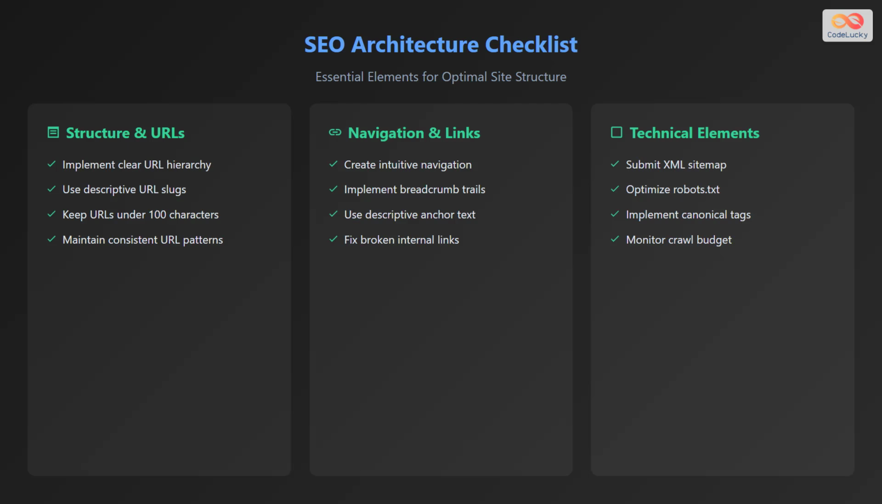Under Navigation and Links, create intuitive navigation, implement breadcrumb trails, use descriptive anchor text, and fix broken internal links. For technical elements, submit an extensible markup language sitemap, optimize robots.txt, implement canonical tags, and monitor crawl budget.